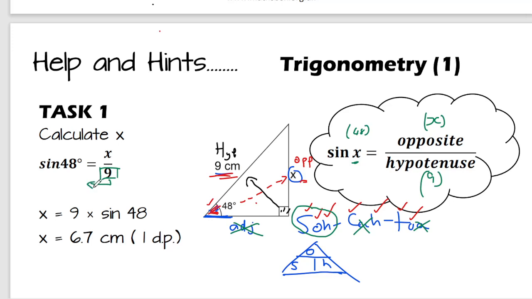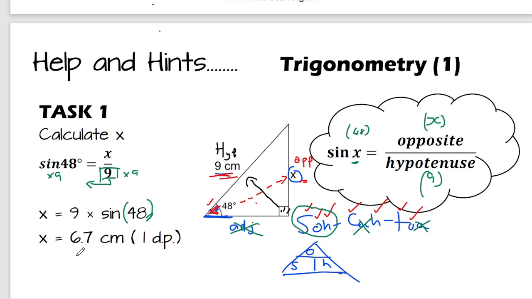Now if I'm going to move that to the opposite side, remember I'm going to do the inverse function, the opposite function. It's divide by 9 at the minute, so if I times by 9, my x is going to equal 9 times the sine of 48. And remember, in my calculator, as soon as you press sin, it should come up with a bracket, and then you put the angle in. Because I've got two functions here, make sure you close that bracket, otherwise it would come up with syntax error. So 9 times sin 48, press equals, and that will give you your answer there.